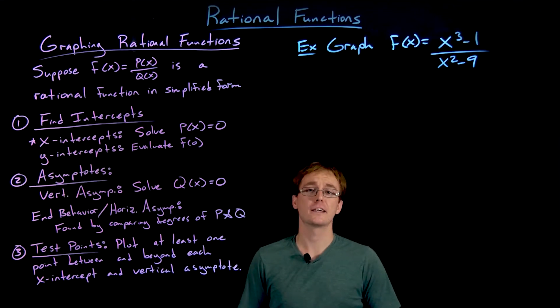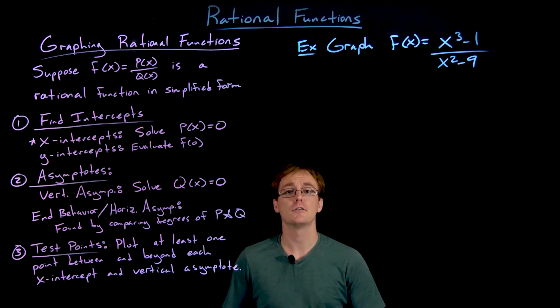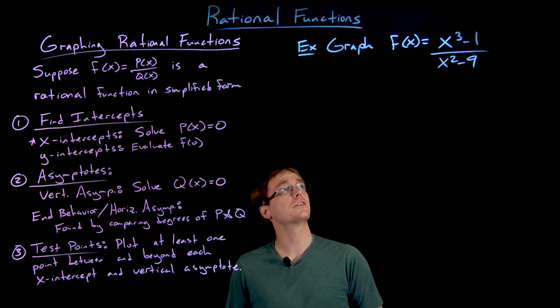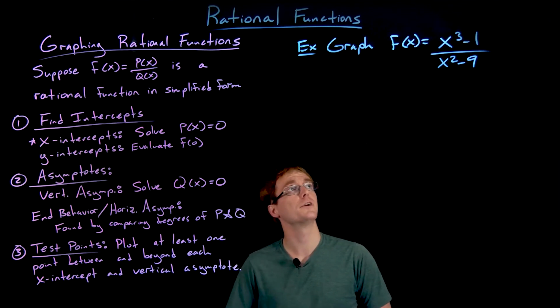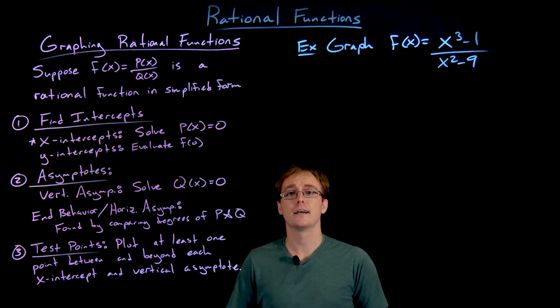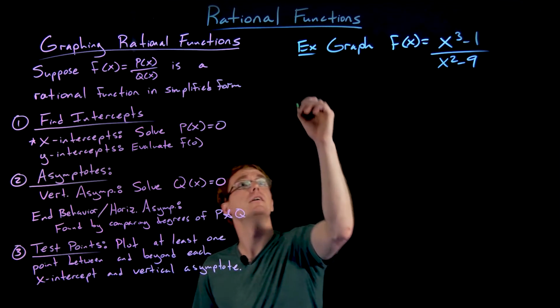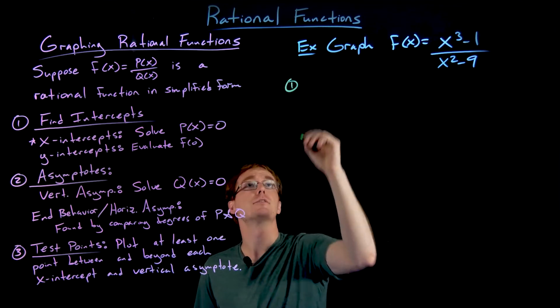Hey everyone, let's go ahead and look at another example of sketching the graph of a rational function. So our example this time around is the function f of x equals x cubed minus 1 in the numerator and x squared minus 9 in the denominator. So let's jump right in and do our first step of finding our intercepts.